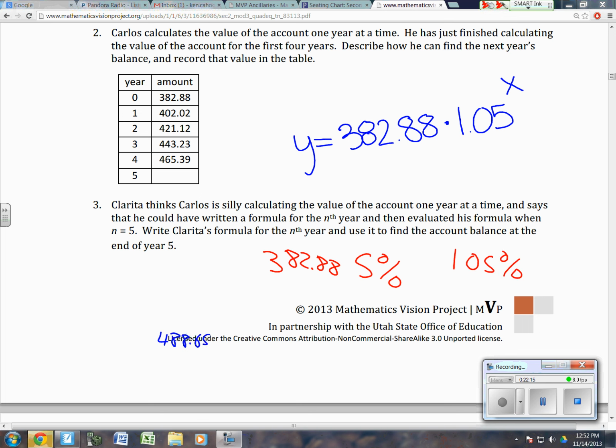Okay? So if you write a percent as a decimal, you move it over twice, it would be 1.05. Just like right here, that's 0.05, right? So it's 1.05. Just remember this. Always add 100% to it and then change it to a decimal, okay? All right. So 1.05. Did we get that? Did you get the right number? What was the number again for 5? 488.65. Okay, so we came up with this formula right here.